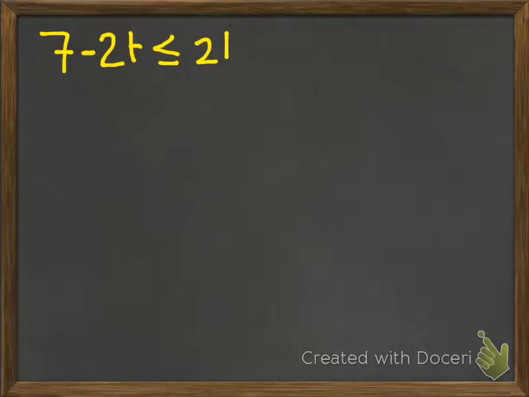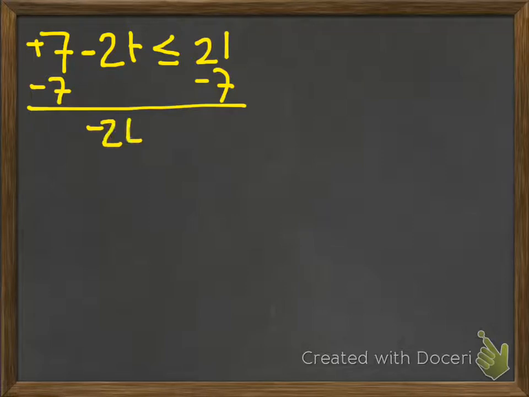Next example, 7 minus 2t is less than or equal to 21. This is one of those examples where I'm trying to make sure y'all are being cautious with what you do. You have to realize that that 7 is a positive 7. The minus goes with the 2 on the t. So that's really 7 plus negative 2t, negative 2 times t. So I'm going to subtract 7 and get negative 2t is less than or equal to 14.